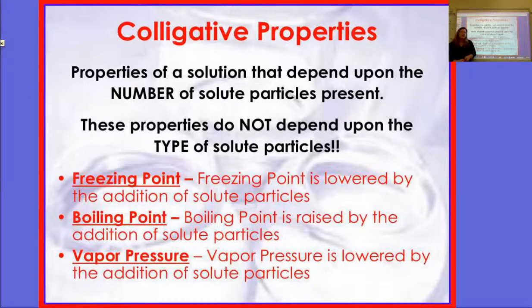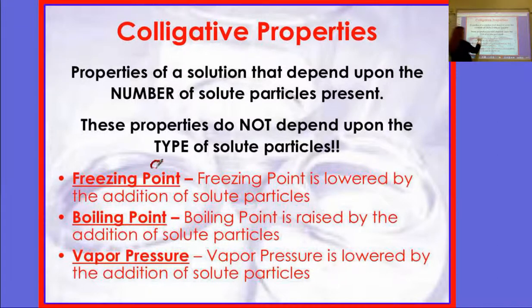Our very last topic in this unit is colligative properties. These are properties of a solution that depend on the number of solute particles that are present. It doesn't matter what type you have, it doesn't matter what you have dissolved in your solution, it just matters how much you have. There are 3.